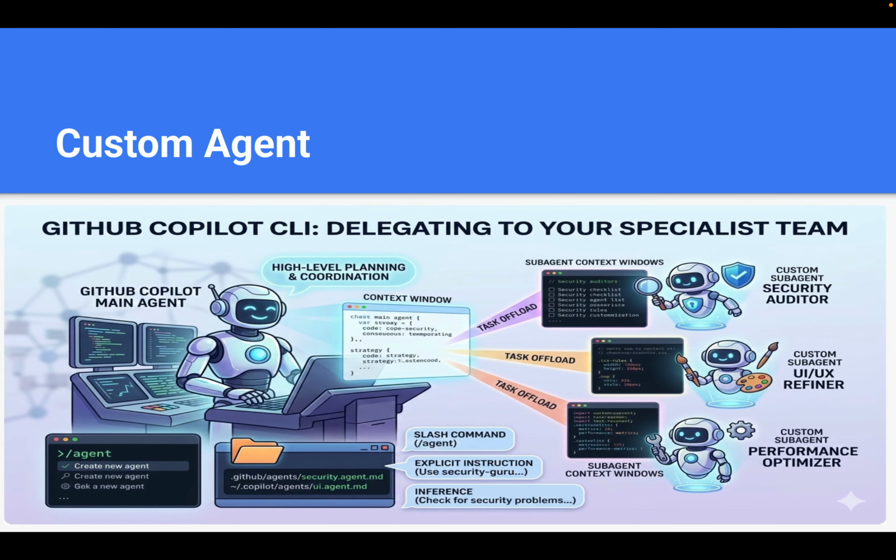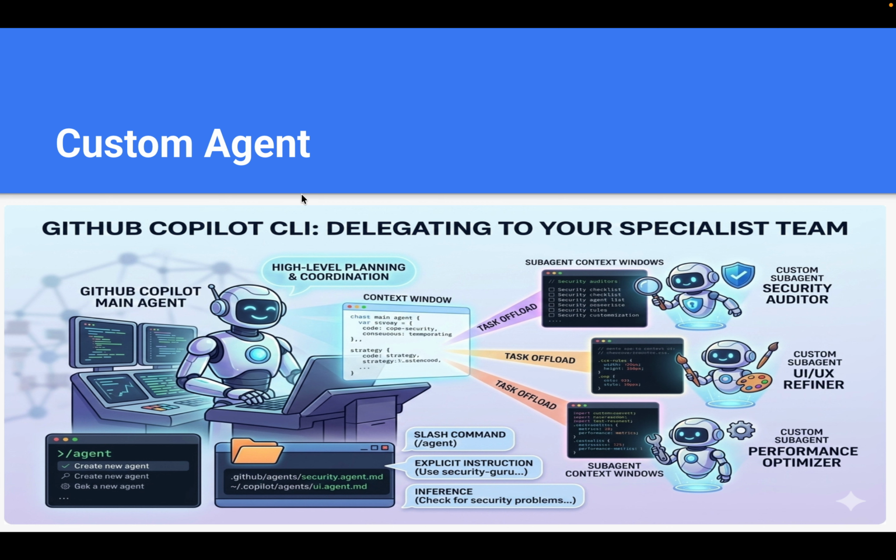Think of the main Copilot agent as a project manager, and when you give it a huge task, it can get overwhelmed if it has to remember every single detail. For every agent, the context window is limited. By using custom agents, the main agent can spin off a sub agent, a temporary specialist, to handle a specific part of the job.